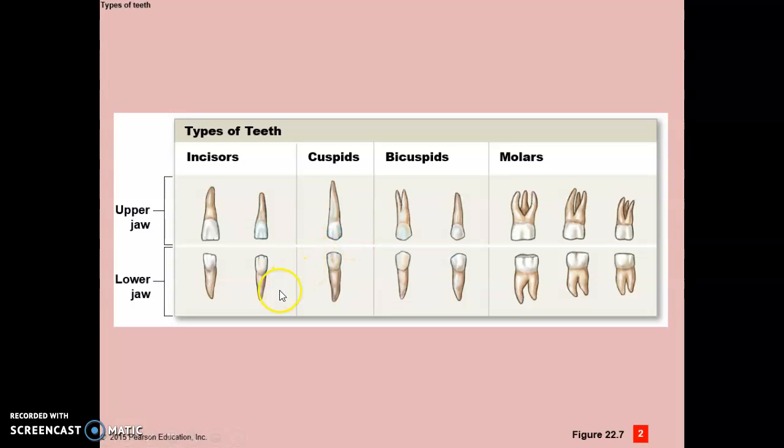Types of teeth include incisors, shovel-shaped for biting into things. Cuspids, which would be a canine on a cat or a dog, much pointier than in humans. Bicuspids and molars are for chewing.